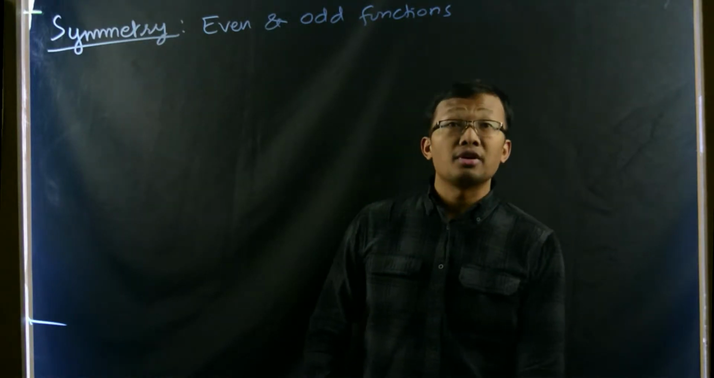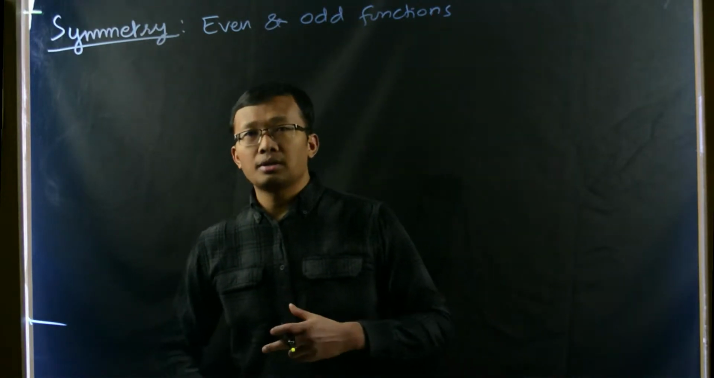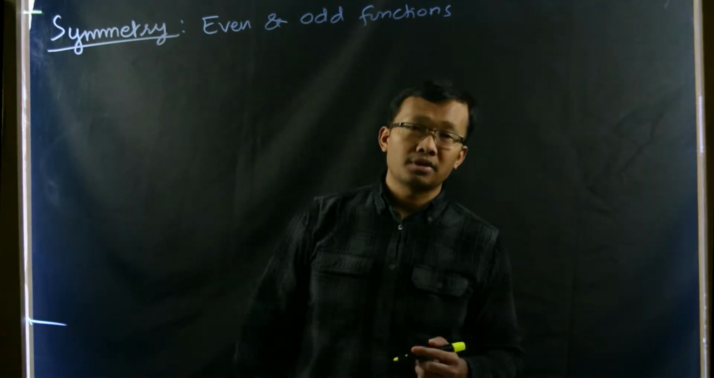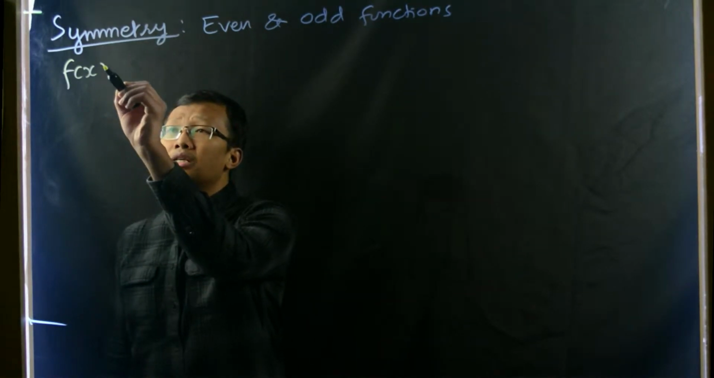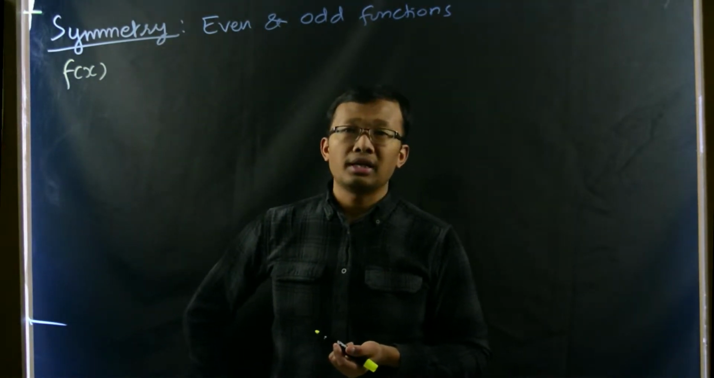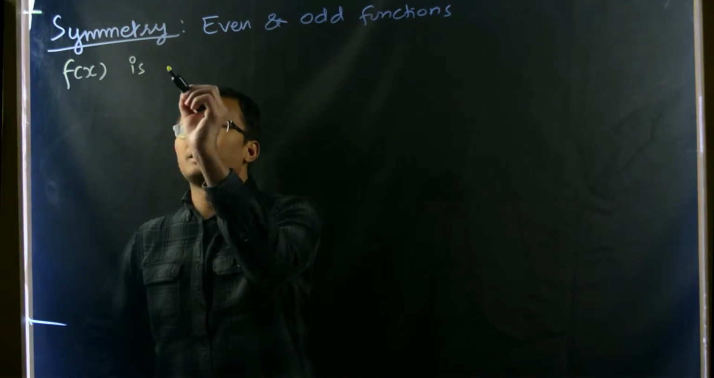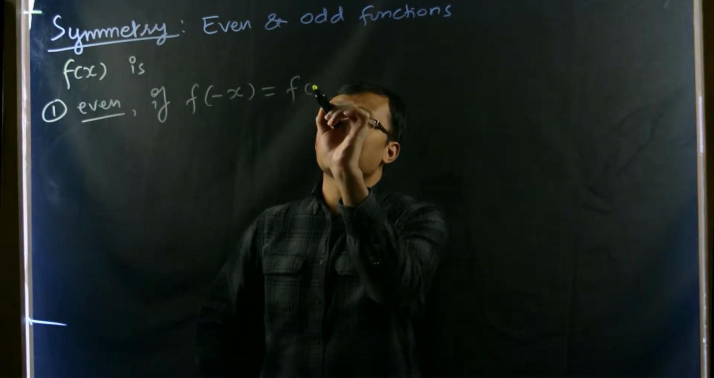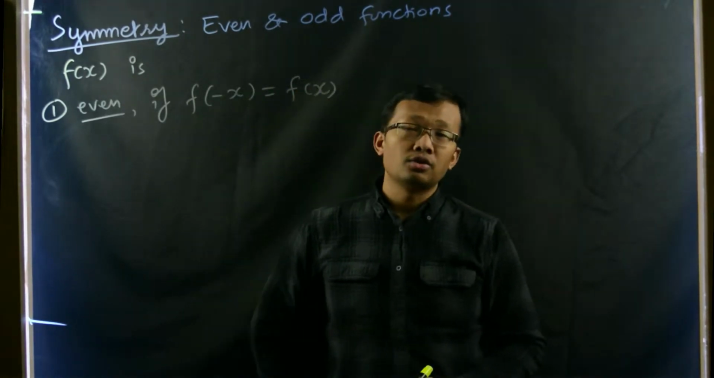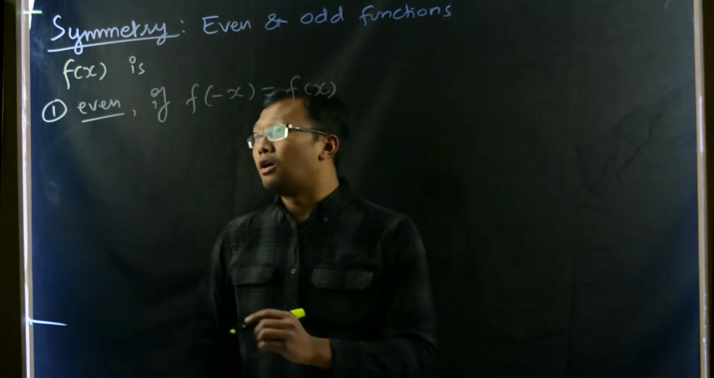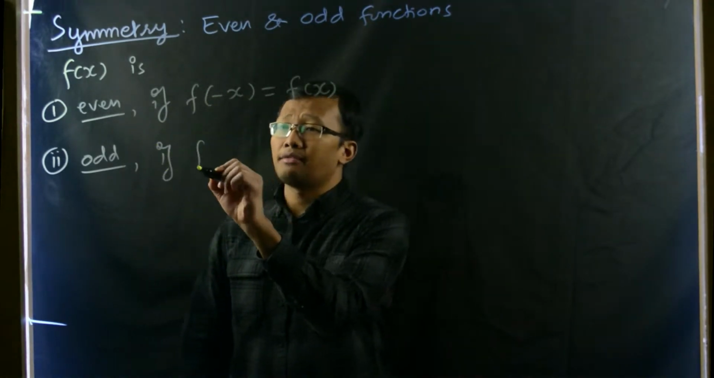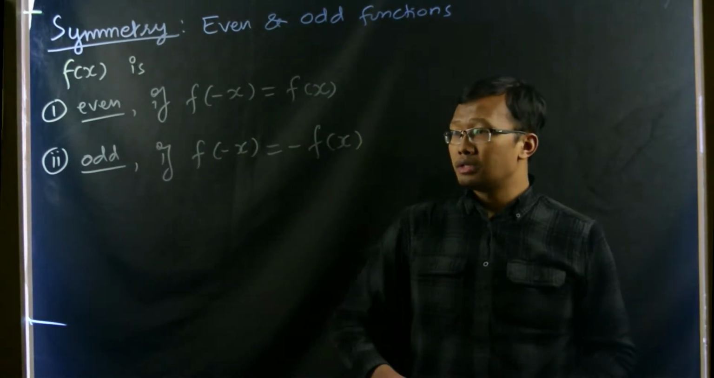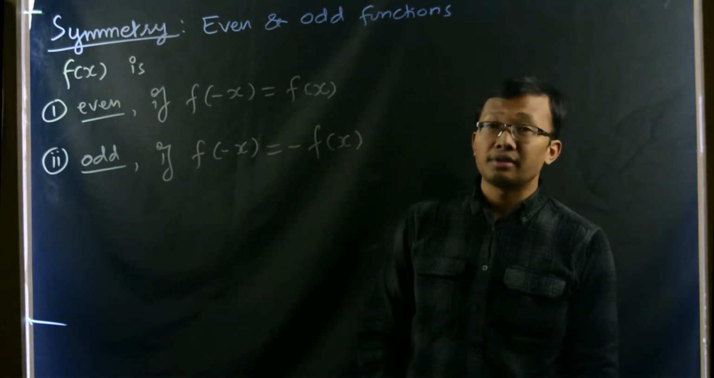Let's talk about symmetry of functions. While talking about symmetry of functions, we would be interested in talking about even and odd functions. So f of x is a function, and it is said to be an even function if f of negative x equals f of x itself, and it will be said to be odd if f of negative x would be negative f of x. Okay, so that's the definition of even and odd functions.